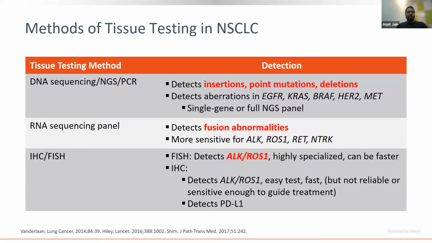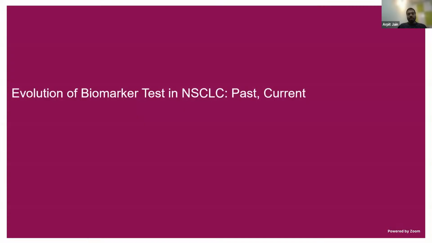Likewise, IHC, which is easy and has a shorter turnaround time, can be used for assessing certain genetic alterations like ALK and ROS1. Similarly, PDL1 is usually assessed by IHC, and FISH can be used for certain alterations, particularly ALK and ROS1. Next. Then we will be discussing the evolution of these biomarker tests from the beginning to the present era. Next.